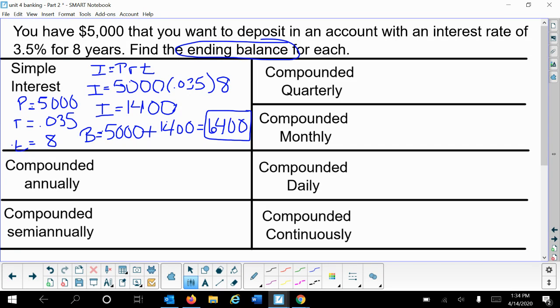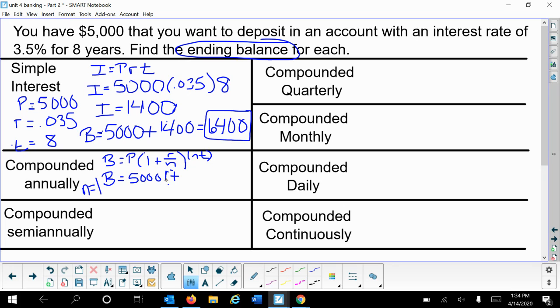Compounded annually. So compounded annually is once a year. So for this one, we are going to have an n value of 1. And compounded annually, because it's once a year, it's just the straight compound interest formula. That is P parentheses 1 plus r over n, and then in the exponent, n times t. And so when I plug all this in, I have 5,000.